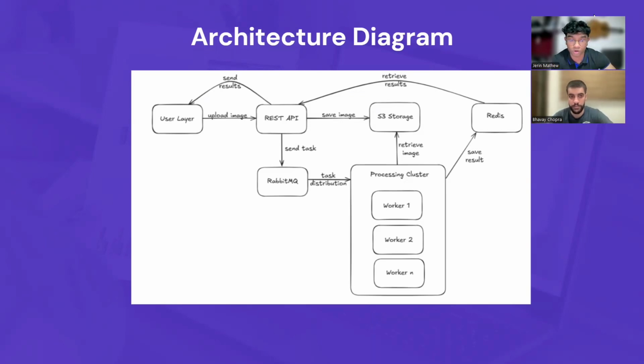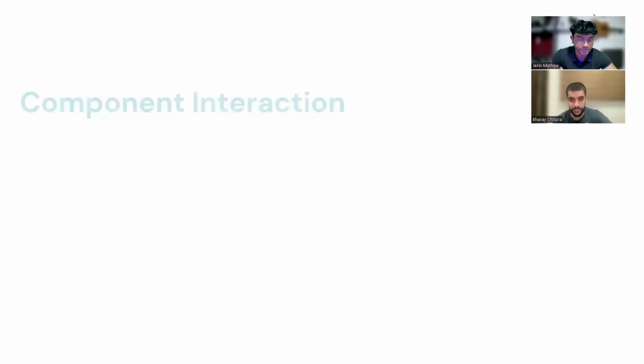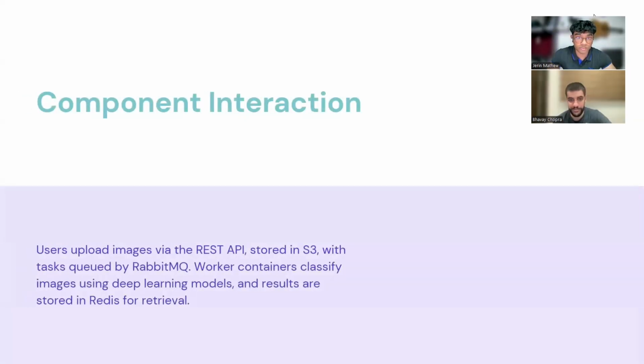where we have several worker containers containing the deep learning models which do the classification. Then the classification results are stored inside Redis. Through Redis, we can call the results using the REST API, and the user can view the classification results. Now, for the component interaction, which has already been explained, I'm going to show you a demo of how the project works.